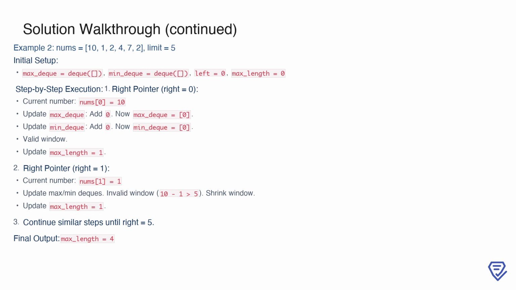We adjust the window by moving the left pointer to 1, which effectively removes 10 from the window. The window becomes valid again, but max_length remains 1. This process continues as we iterate through the array. At each step, we ensure the window is valid by adjusting the left pointer as necessary. When right reaches 5, the longest valid subarray has a length of 4. This is the final result for this example.